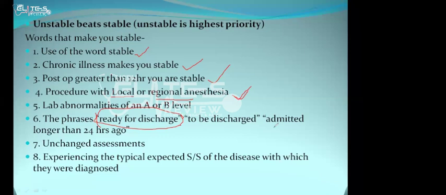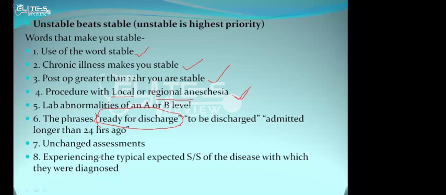Then another one: if the patient has been admitted longer than 24 hours ago, then it means the patient is not unstable. The patient is not unstable. It means the patient is stable, in quotes. And for this matter, it is a cause for no concern if you are prioritizing.